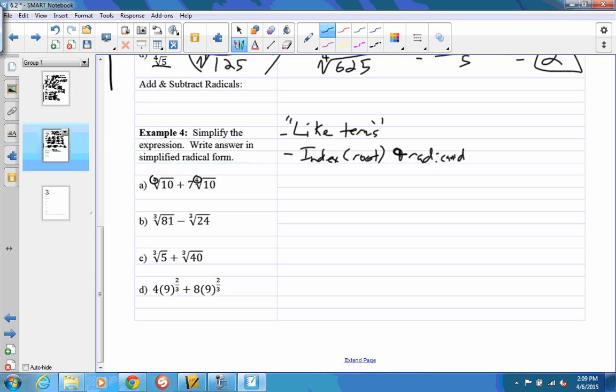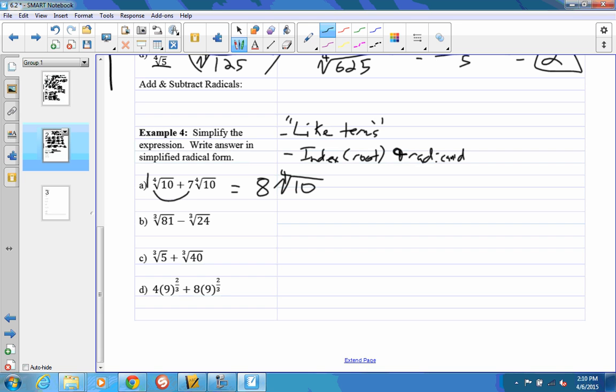Are my indices, the plural of index, are they the same? Yes. Do I have the same radicand? Yes. So this is asking me, how many fourth roots of 10 are there? 7. Oh, 8. There's a 1 there, right? So I can just add these. There are 8 fourth roots of 10.